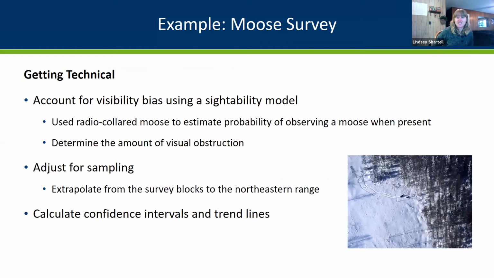Getting a little more technical, we must account for visibility bias using a sightability model. Radio collared moose were used to estimate the probability of observing a moose when it was present and how the amount of visual obstruction from vegetation affects that detection. After correcting for detection, the estimate is then adjusted based on the sampling methods, in this case, extrapolating from the surveyed blocks to the entire Northeast range using models. Confidence intervals around the population estimate are calculated, and trend lines are fitted to try to explain the population trajectory.